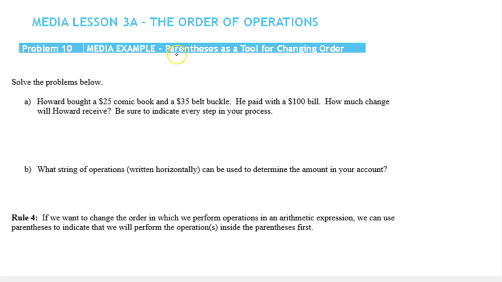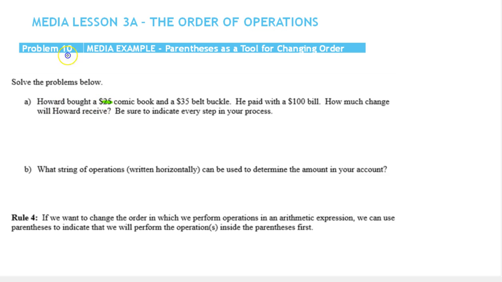In this example, as promised, we're going to look at parentheses as a tool for changing order. So we said we're always going to do multiplication and division before addition or subtraction. Well, what if there's a case like we saw in the last one where you want to do the addition or subtraction first? There's something in the problem that tells you should do that first. We want a way to represent that, to override the standard operations and say, nope, in this case we're going to do addition or subtraction first. So let's look at some examples.